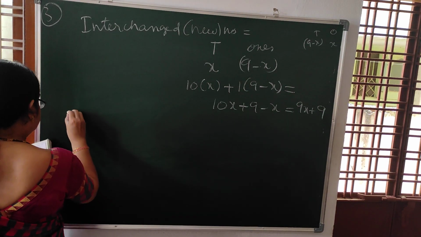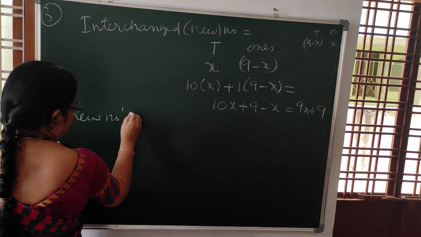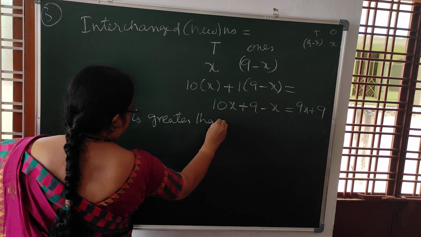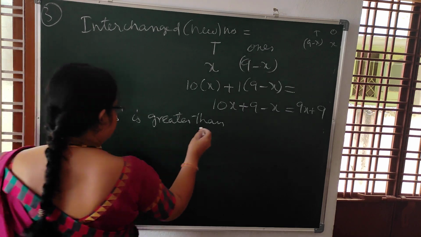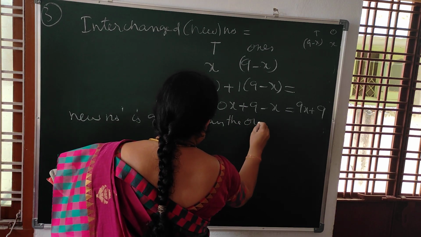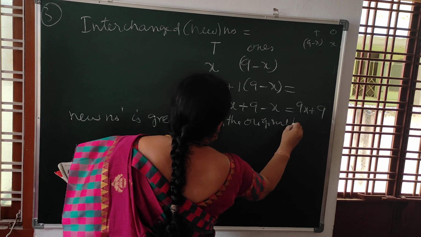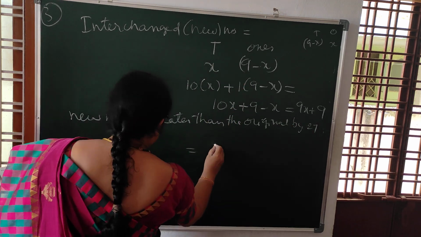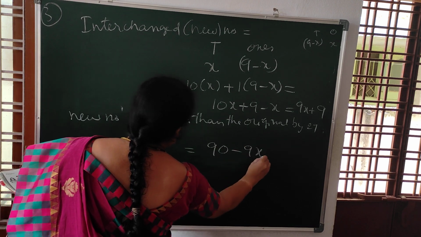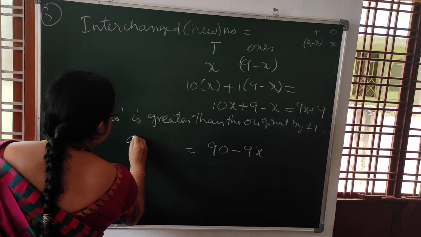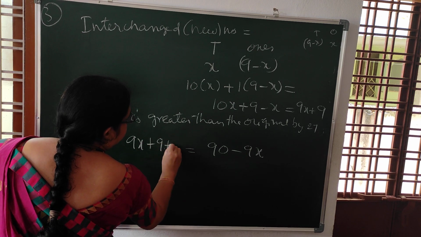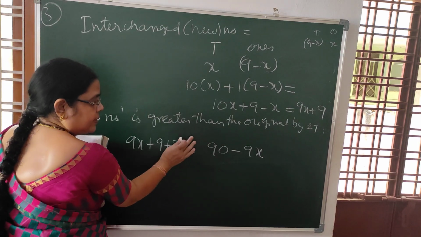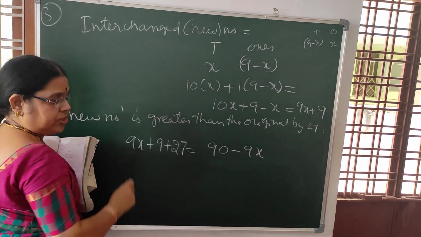So new number is greater than the original by 27. Original number is what? We got 90 minus 9x. This is the original number. New number is greater by 27. Now frame the equation. Original number is this. This is the new number. This is greater by 27.